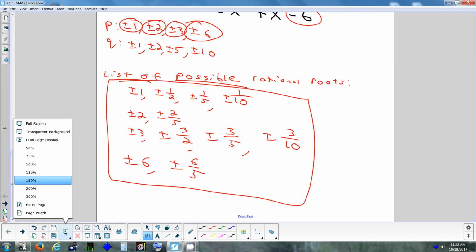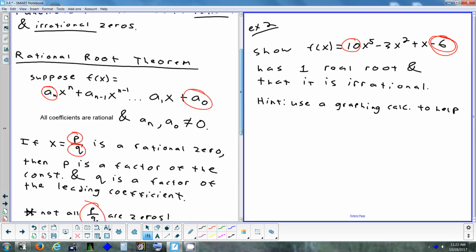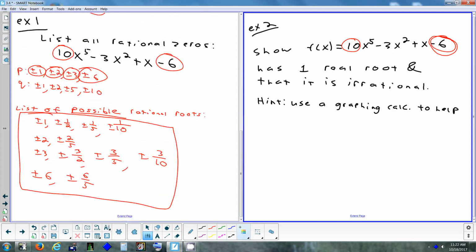Okay, so now we're going to need that to do the next step, which is to take the same problem that we just had, and now we're going to show that that graph does cross the x-axis in one spot, but that it's an irrational number. That it crosses the x-axis in a spot you cannot write as a fraction.